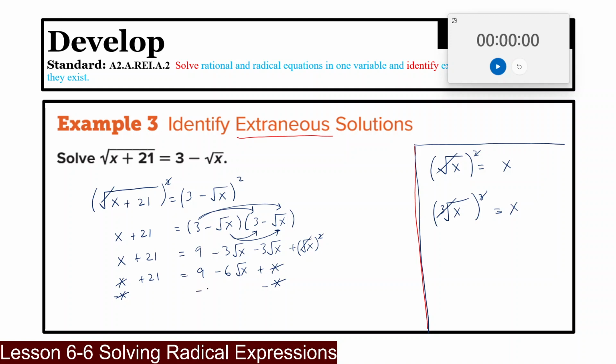Well, I can actually move this 9 out as well on this side by subtracting. So this 9 goes away. So 21 minus 9 is 3. So I get 3 equals 6 times square root of x.